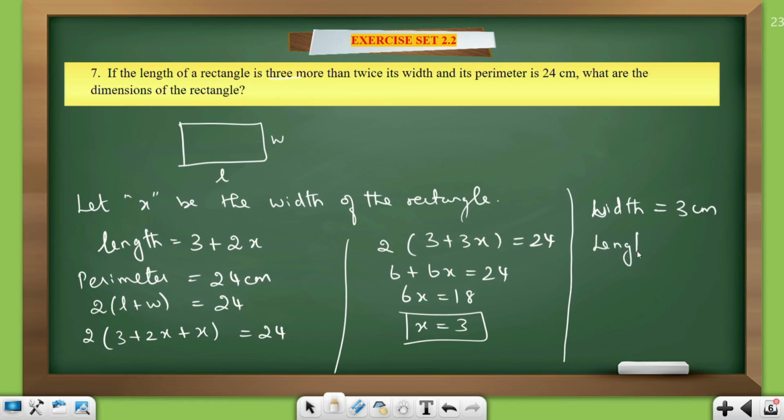So to get the length, we'll substitute the value in the corresponding place of x. So it is 3 plus 2 times x, which is 3. So 3 plus 3 2s are 6, which equals 9 centimeters. So we got the value of length as 9 centimeters and width as 3 centimeters.